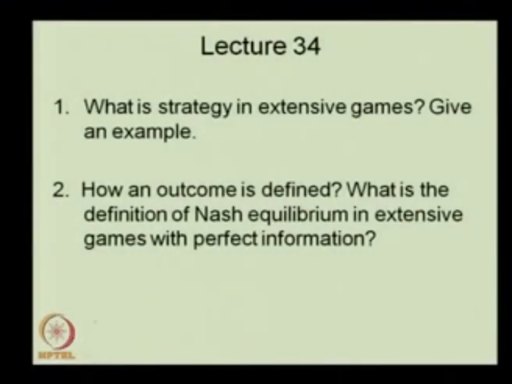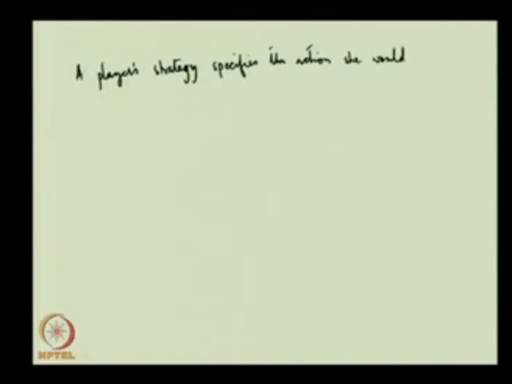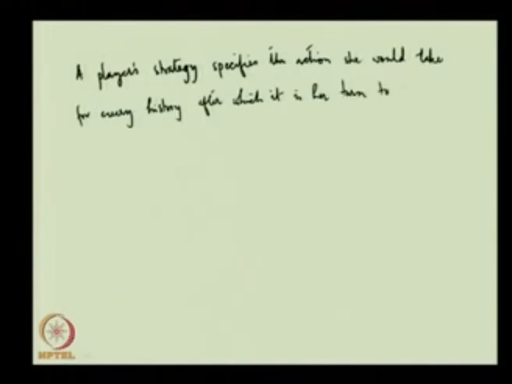What is a strategy in extensive games? Give an example. A strategy belongs to a player. So what does a player's strategy say? It specifies the action she would take for every history after which it is her turn to take an action.